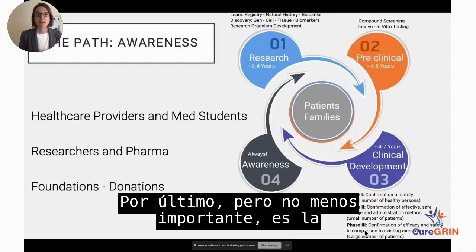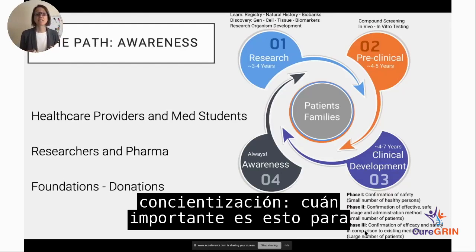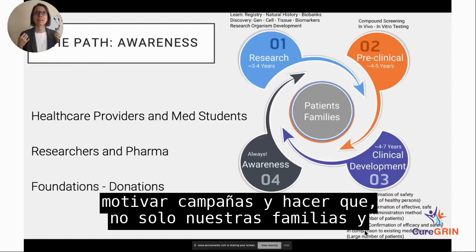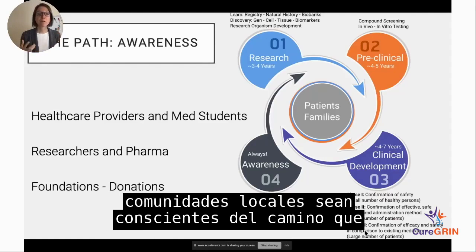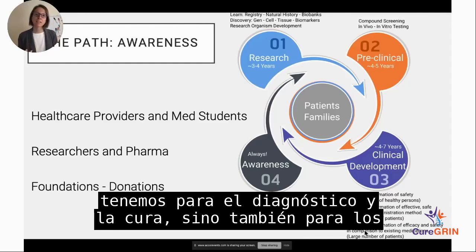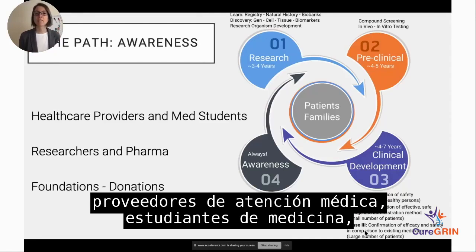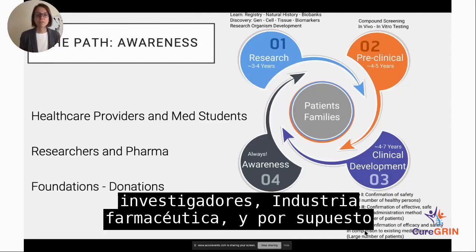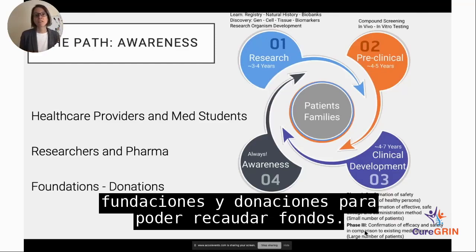And lastly, but not least important, is the awareness. How important this is in motivating campaigns and making not only our families and local communities aware of the path that we have for diagnosis and for cure, but also healthcare providers, med students, researchers, pharma industries, and of course foundations and donations in order to be able to gather funds.